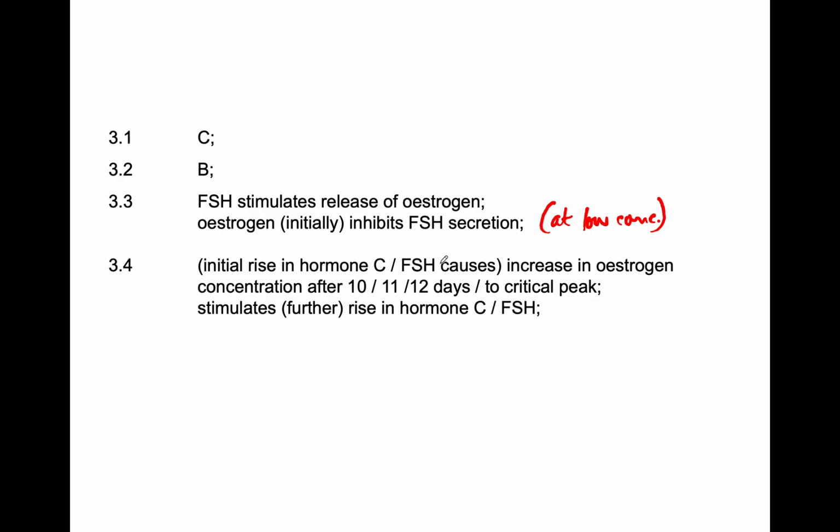So in 3.4, the increase in estrogen after days 10, 11 and 12 to that critical peak, or threshold concentration. And here we have the positive feedback at high concentrations of estrogen, stimulating the release of more FSH just prior to ovulation.